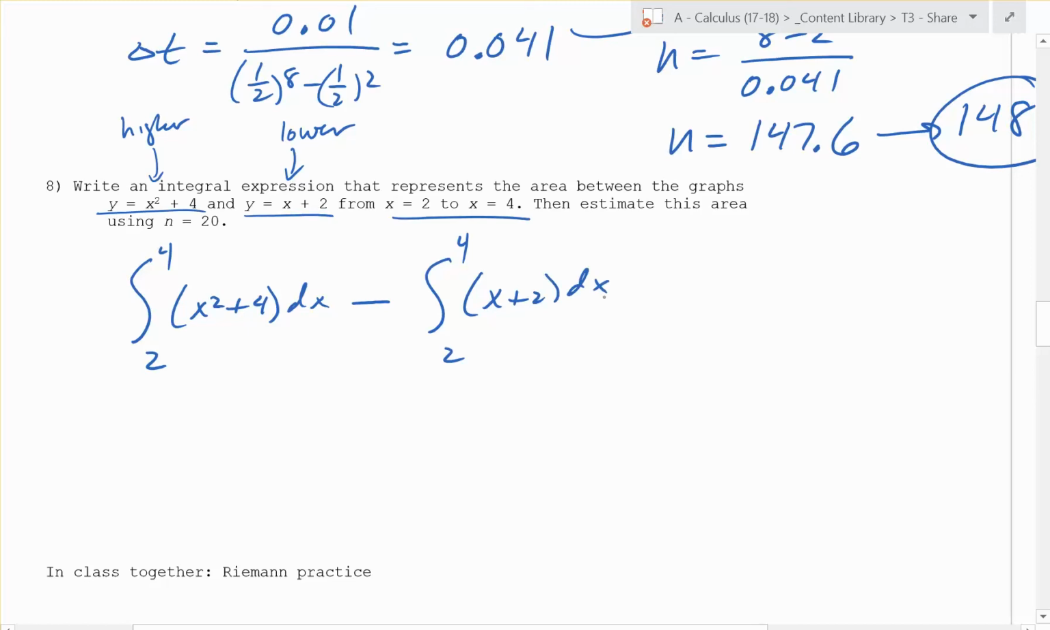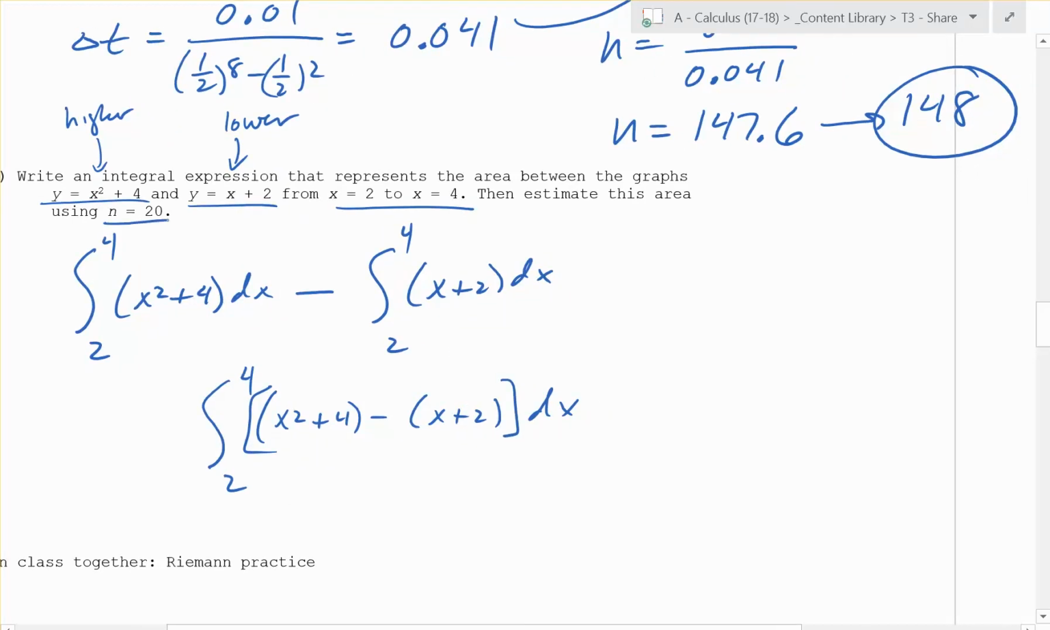That's what we want. And just here's one bonus integral rule. You can glue these together, and you go from 2 to 4 of the first one, like this, minus the second one. You can glue them together. It is allowable. And the way we do this is it wants us to estimate it using n equals 20. So if we simplify this a little bit, we can simplify the polynomial. We have x squared right there, and then we're subtracting x right there, and then 4 minus 2 is going to be plus 2. We want n is equal to 20.